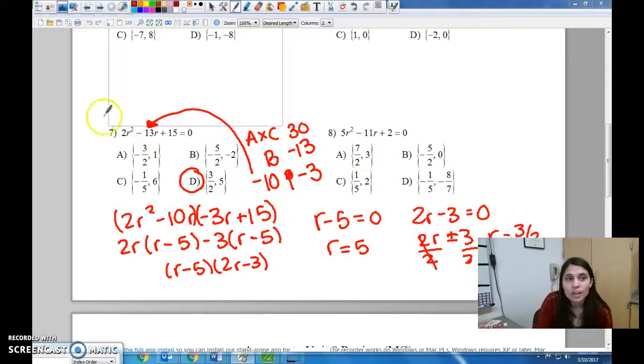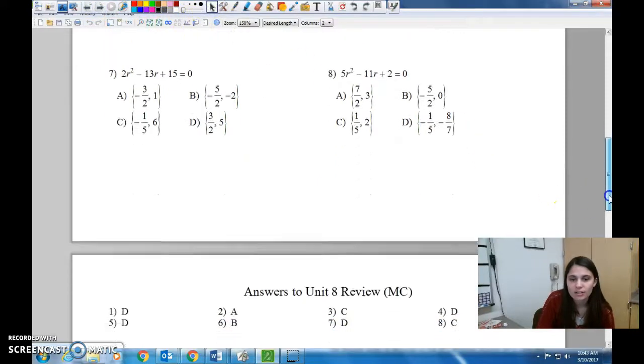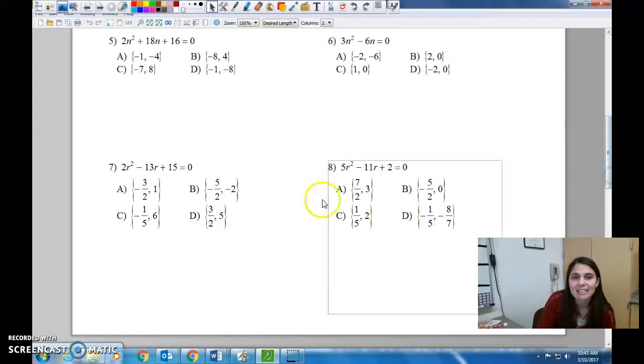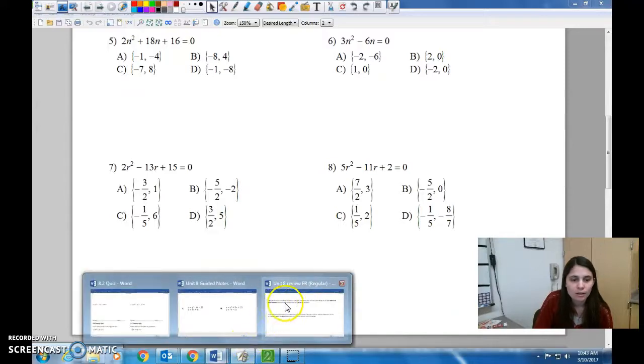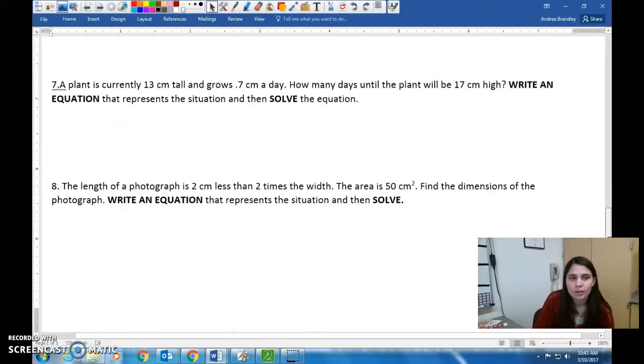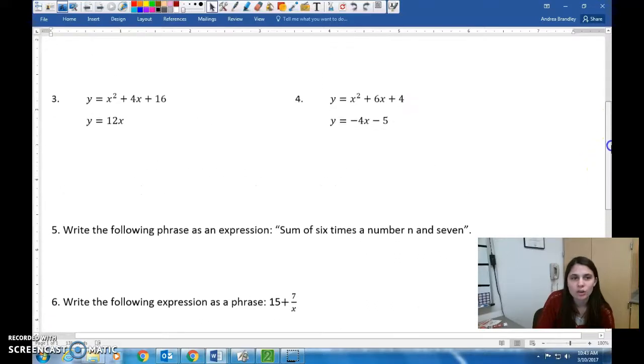And then I want to let you try number 8 because it's just like number 7, but we'll come peek at the answer. So number 8, you should get C as your answer. So try number 8, then hopefully you get C. And we're going to move on to the free response side of your review, which deals with our systems of equations and our creating equations.